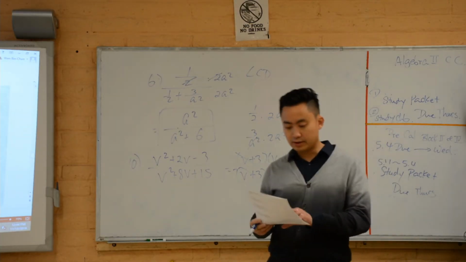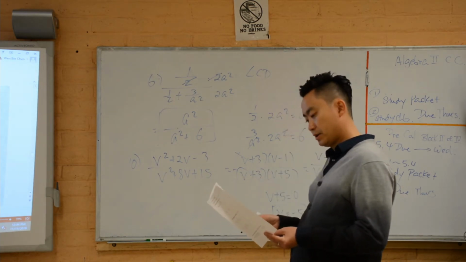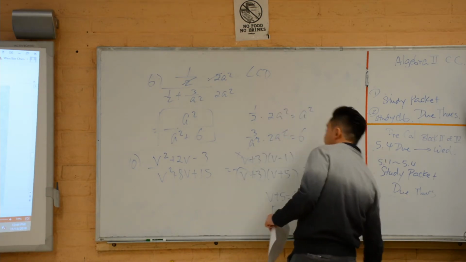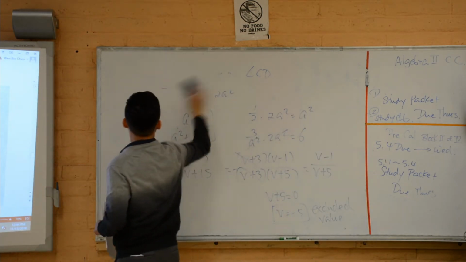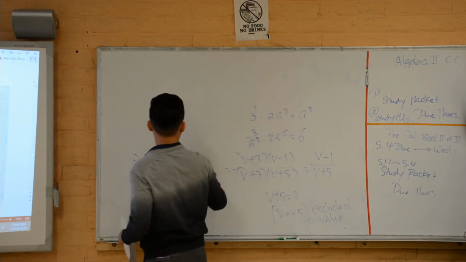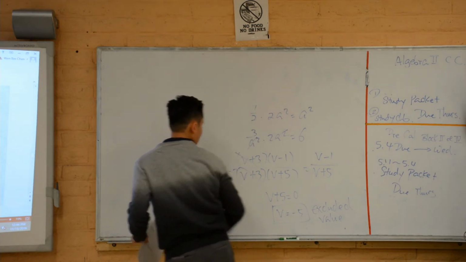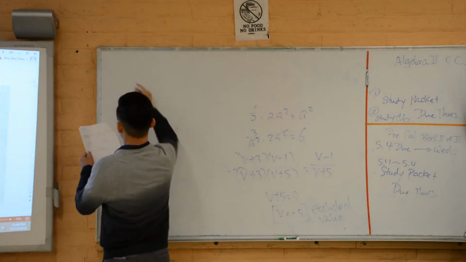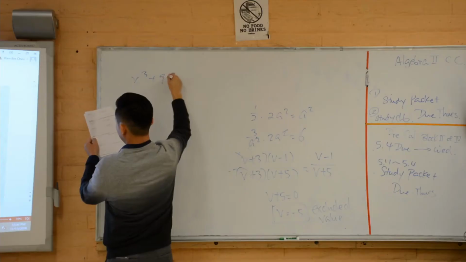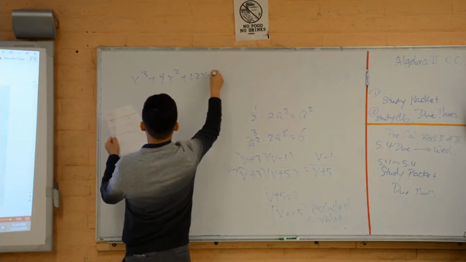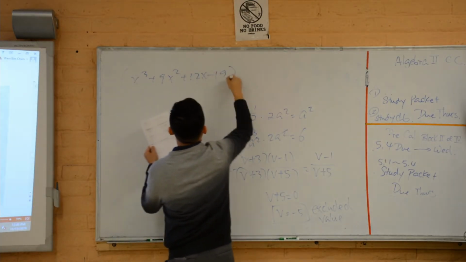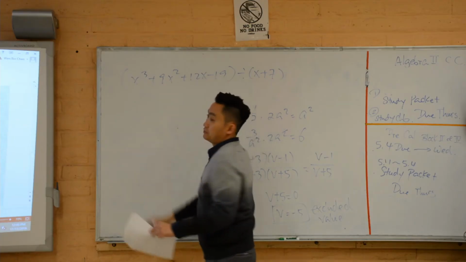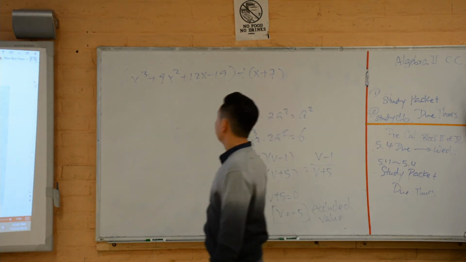Okay, so now let's take a look at some other problem that we have on the packet here, especially the one with synthetic division. So let's do one problem. For the synthetic division, here's what we got: x to the power 3, plus 9x squared, plus 12x, minus 19, and then the whole quantity divided by x plus 7. For the synthetic division, the first thing that you want to do is write 1, 9, 12, and negative 19.